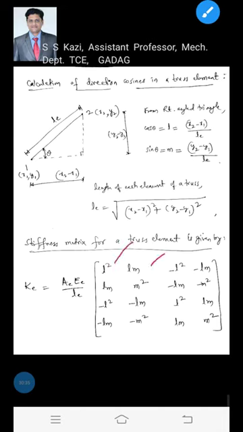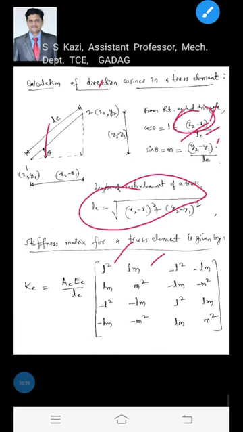L and M are the direction cosines. How do you calculate the direction cosine? L is equal to x2 minus x1 by LE. LE you already know, just substitute here. And what are x2 and x1? These are the coordinate values that you should find from the figure of the problem. You just substitute and get the values of L and M by using these two formulae.